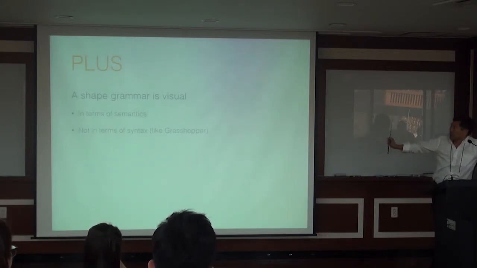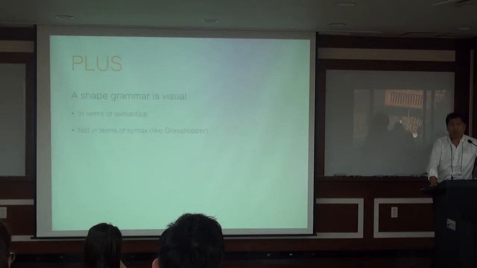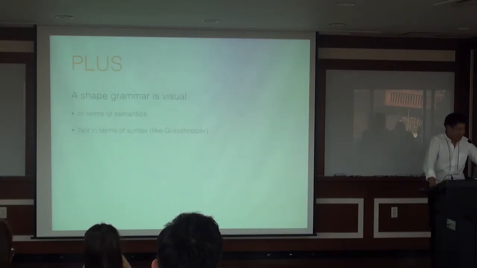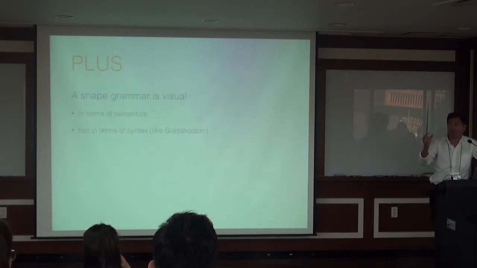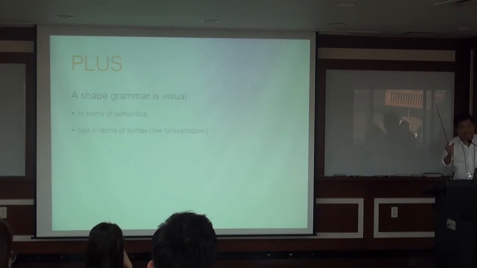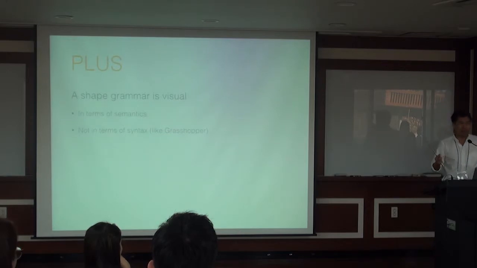And I would also like to thank one of my reviewers who pointed out that Grasshopper is also visual, so what's the big deal? I thought about this a little bit, and then I realized that a grammar is visual in terms of semantics, the content of what it's doing. It's not just how the operations are connected. It's actually what the operations operate on, which are visually captured.